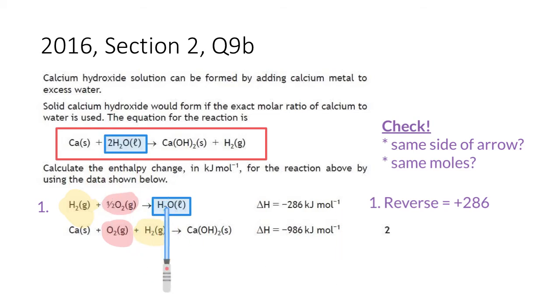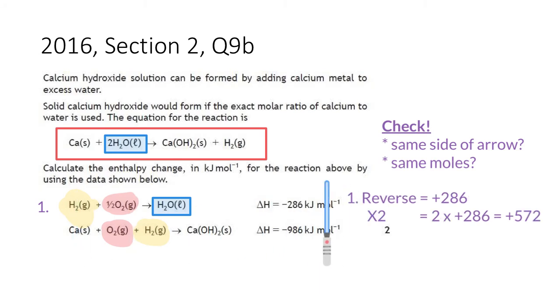There's not the same number of moles. There's twice as many moles in the target equation. So again, to get this to match, I'm going to have to times this whole equation by 2, and so I'll times the enthalpy value by 2 as well.